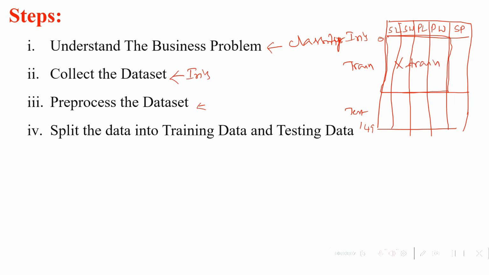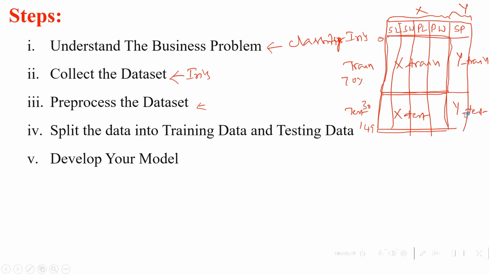All the features are called X and all the corresponding class labels are called Y. The X train contains 70% of the data, and the corresponding class label is called Y train. The remaining 30% of the data is assigned to X underscore test data, and the corresponding class label is Y underscore test data. Like that, we split the data into two parts.